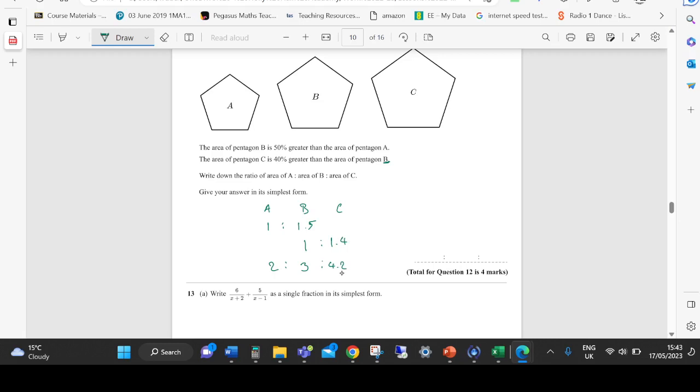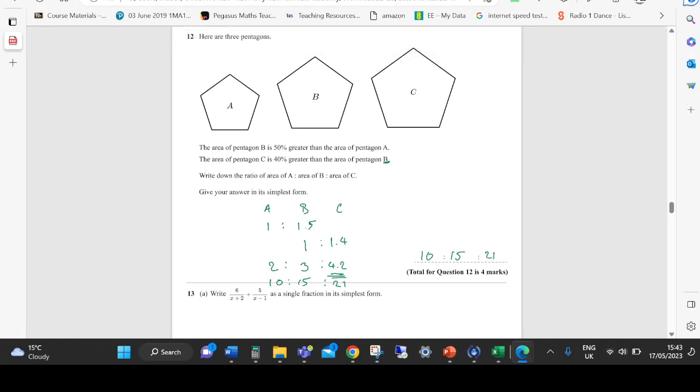So I can't really have a decimal within there, so I need to get rid of that. I'm going to times by 5 to get rid of that. So that would give me 10 to 15 to 4.2 times by 5 would give me 21. And I can't simplify it down, so it's going to be 10 to 15 to 21.